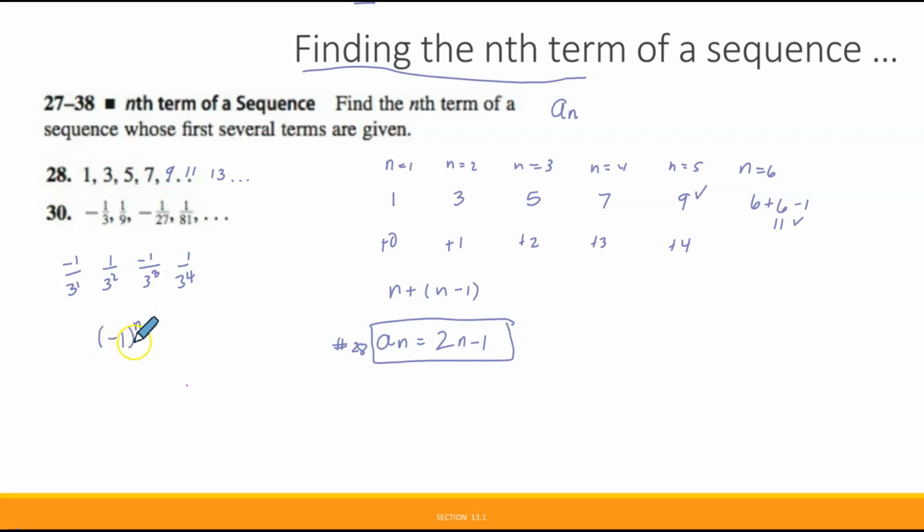All we'd have to do in this one is remember that this gives us alternating signs. n equal 1, I got a negative. n equal 2, we got a positive. n equal 3, we got a negative. So that looks good. And then this would be 3 to the nth. Since these are both to the nth power, we could bring that n out and write it in this way. So that would be the nth term.